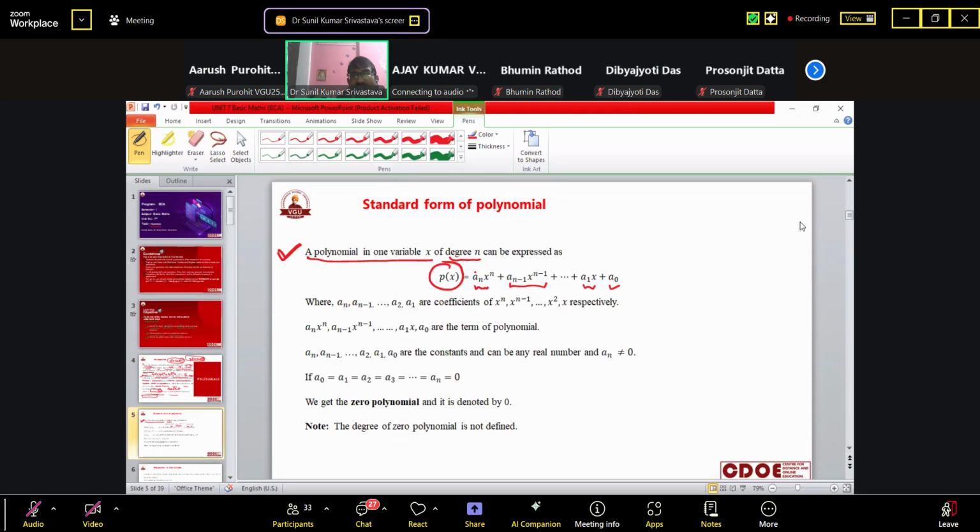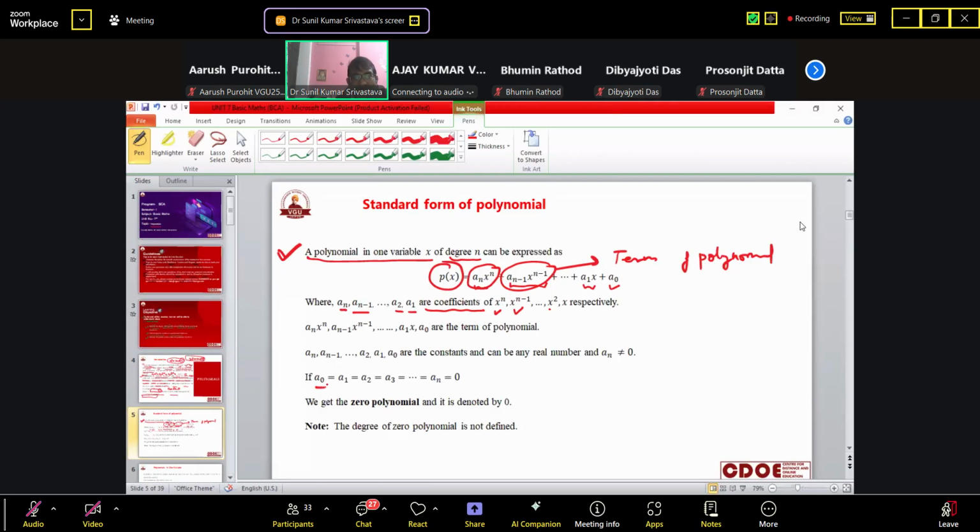In any expression of this form, a_n, a_(n-1), up to a_2 and a_1 are known as the coefficients of the terms x raised to the power n, x raised to the power n minus 1, and x square and x respectively. And these, a_n x raised to the power n, a_(n-1) x raised to the power n minus 1, and so on, are known as the terms of the polynomial.